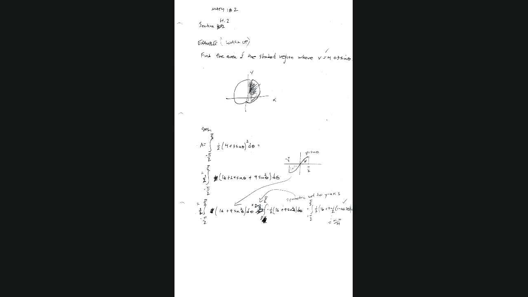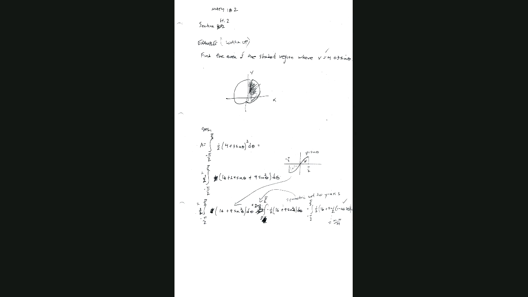I'm not using limits from negative pi over 2 in this integral, so I can just cross that one out. But now you just do the math, you do the integration. You can integrate 16. The antiderivative of 16 is 16 theta, right? Maybe I can fill in the last step. 16 theta.